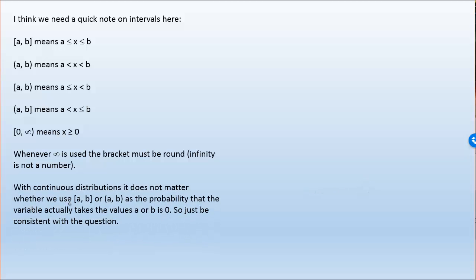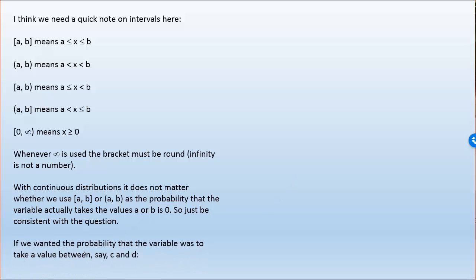If we have 0 to infinity, that means x is greater than or equal to 0. The infinity must always have a round bracket, because you can't actually be equal to infinity. Whenever infinity is used, the bracket must be round. Infinity is not a number. With continuous distributions, it does not matter whether we use the square brackets or the round brackets, as the probability that the variable actually takes the values a or b is 0. We've mentioned this a couple of times, but it's such an important point. Just be consistent with any question that you've been asked.